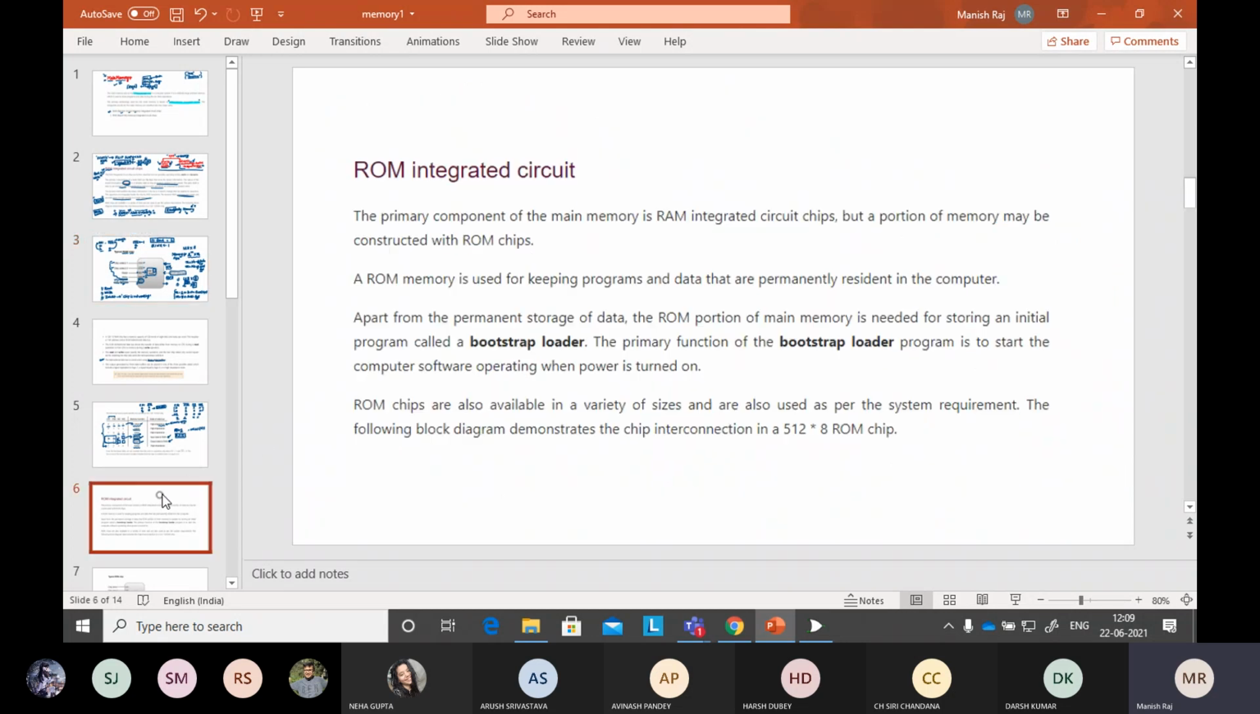Now I am going to the ROM. So the first thing, the ROM is the read only memory. So the only operation you can do is read. You can't write in this chip. It is non-volatile. So whether your power is on or off, the memory will not change, it will remain the same.